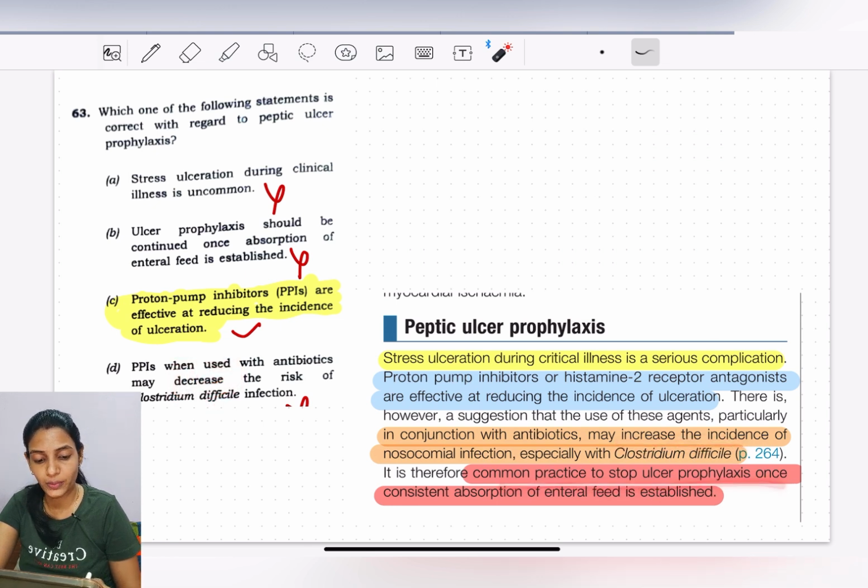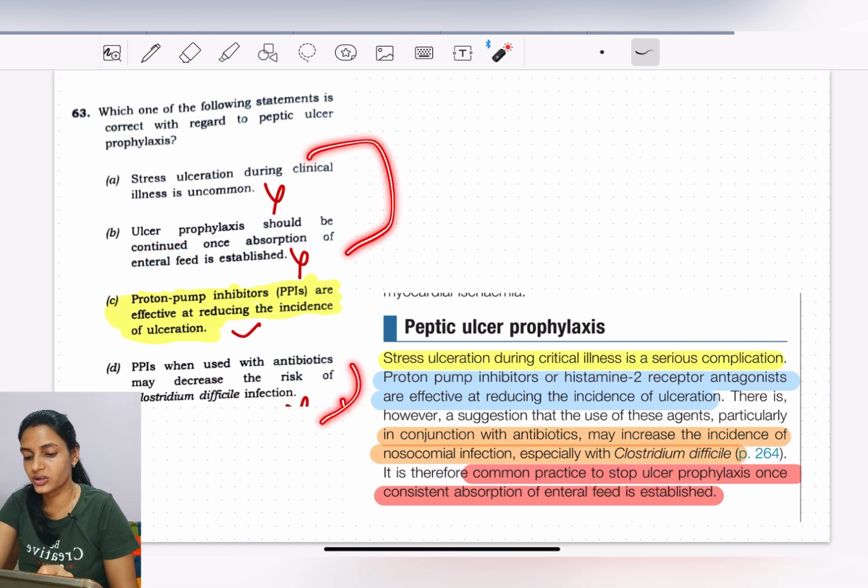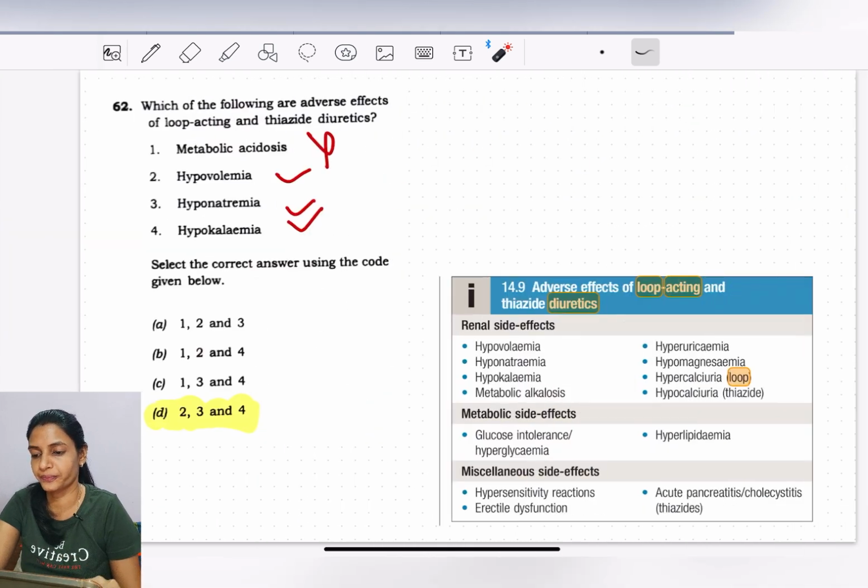Common practice is to stop ulcer prophylaxis once consistent absorption of enteral feed is established. They are saying that it should be continued. No, it should be stopped once the enteral feed is established. So all these 3 statements are wrong, only C is true.